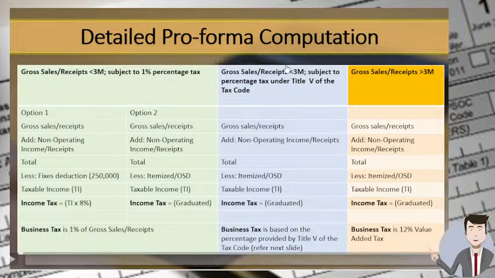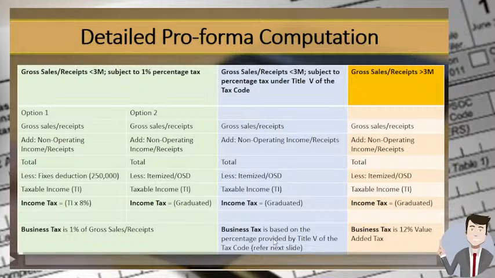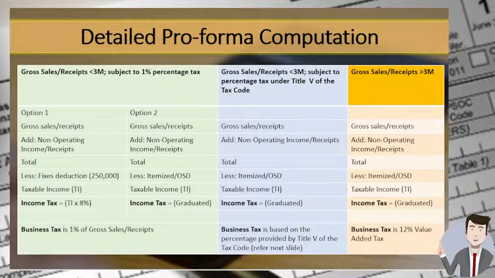percentage tax. Okay? So, on the other hand, if the taxpayer does not qualify for the 1% tax and his income belongs to those enumerated under Title 5 of the tax code, he will pay the respective business tax, with the percentages prescribed by law. Okay? Aside from the graduated income tax.